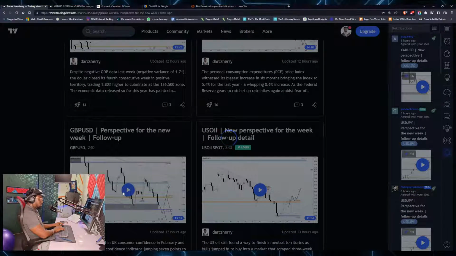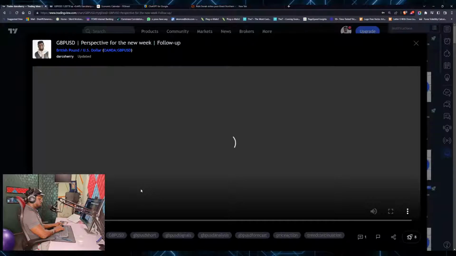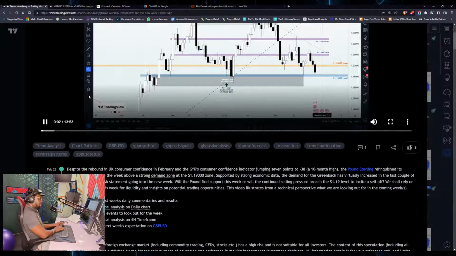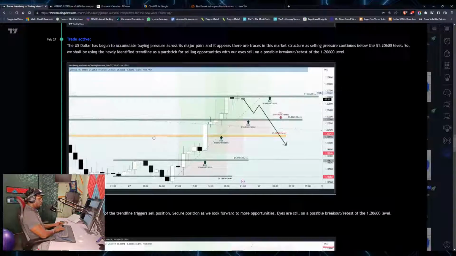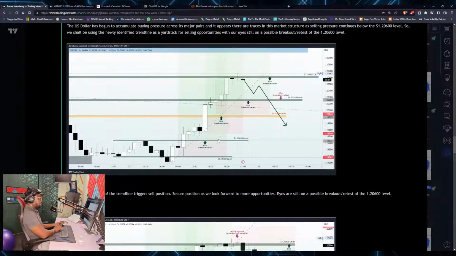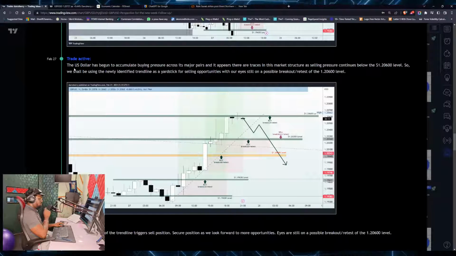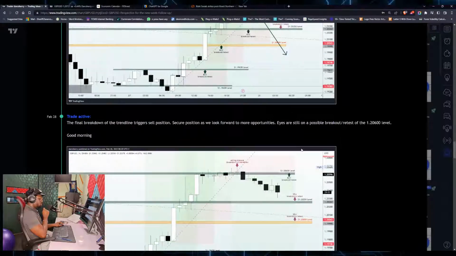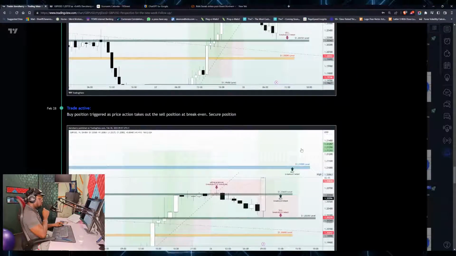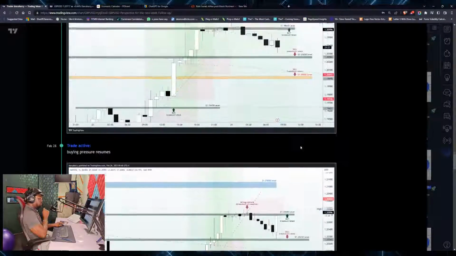So on the GBPUSD, we had this commentary. Okay, so we have the bullish trend line here, and I shared this. I said the US dollar has begun to accumulate buying pressure. Is it at this point? Okay, yeah, it's at that point.